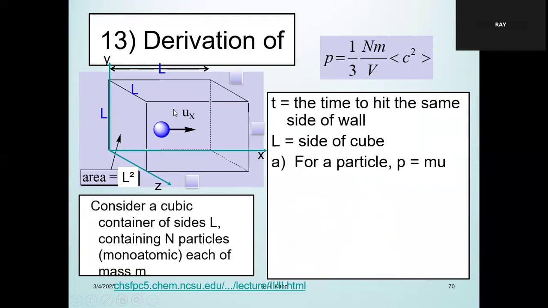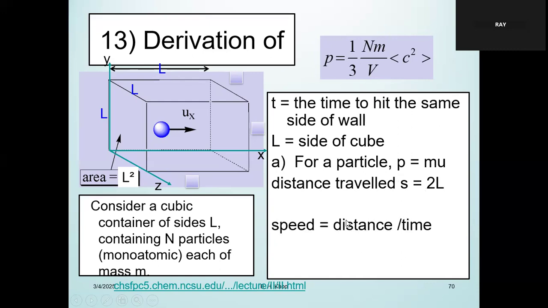Okay, so if the mass is moving with u_x, then it has a momentum, m u. So it hits this wall, it goes back and hits the wall again. So the distance traveled is 2L. So speed is distance over time. Distance is 2L, and this is the time. Stop me if you want to ask a question.